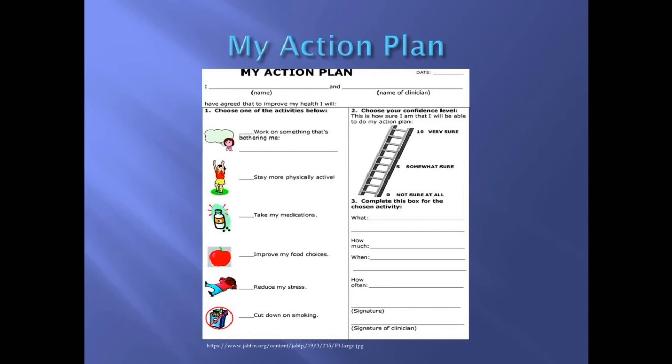So that's what an action plan looks like, and you can see it has room for the name of the patient at the top and the signature of both the patient and the clinician at the bottom. And it sets out a series of activities that you can choose to change, how confident you are that you will change them, and the specifics of the change you'd like to make and in what time period, because discrete changes require that you set careful limits.